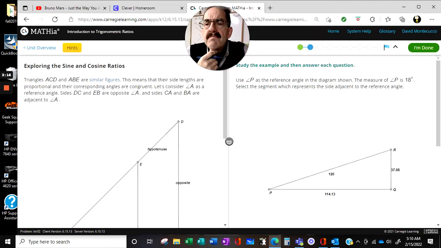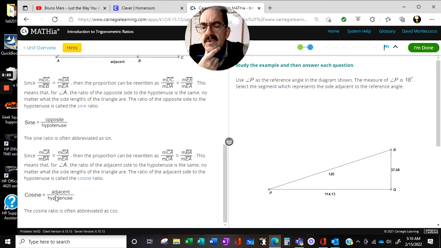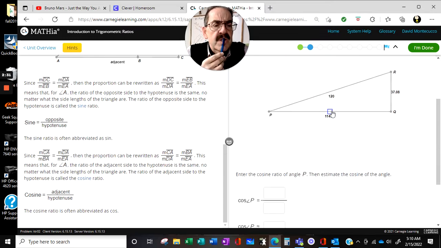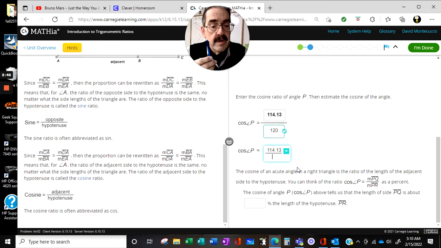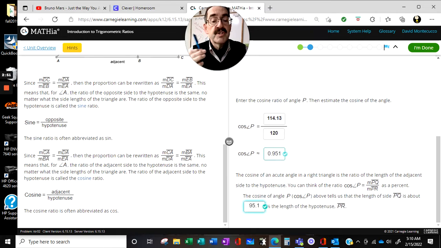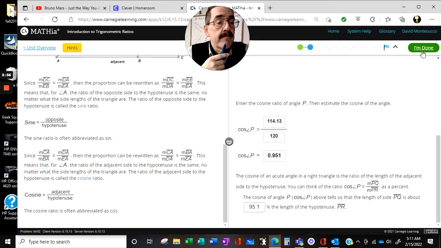Now, exploring the sine and the cosine. We have the sine, the opposite over the hypotenuse, and the cosine is the adjacent over the hypotenuse. Angle P is 18 degrees. So the cosine is the adjacent over the hypotenuse. And 114.13 divided by 120, and we have a percent. It's 95.1%, so this length is 95% of that length.